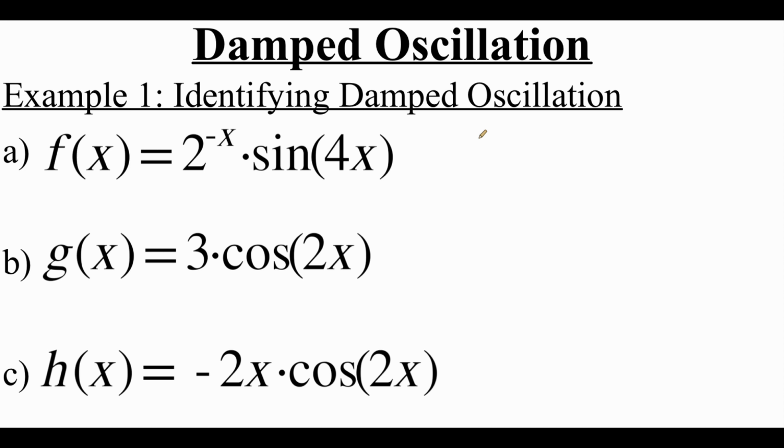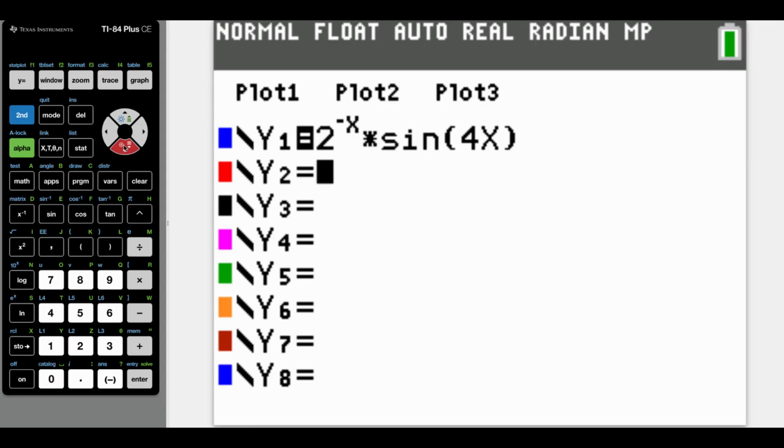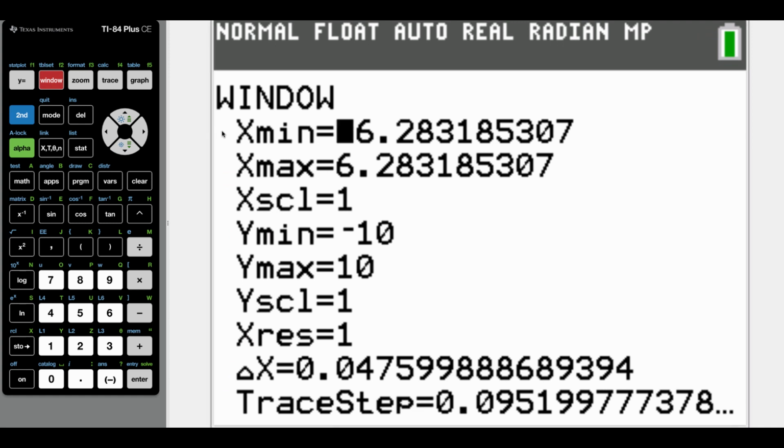So we're going to take a look at some examples, and we're going to graph these out on our calculator, and we want to decide if these are damped oscillations. In letter A, we've got the function f of x equals 2 to the negative x power times the sine of 4x. So I'm going to type that one into my calculator. In my y equals, I've got that first equation typed in. I did adjust my window. My x min and x max are still -2 pi to +2 pi, but I made my y min and y max go from -10 to +10.